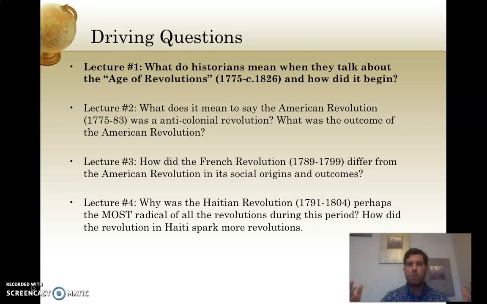That is, how are we supposed to fully understand the Age of Revolutions if we don't understand what was being revolted against? We have to set a political background in order to thoroughly understand what the Age of Revolutions was. So our driving question is, what do historians mean when they talk about the Age of Revolutions, which is roughly 1775 to 1826, but like I said, you can trace it all the way through the 1880s? And how did it begin? That's our driving question for this lecture.